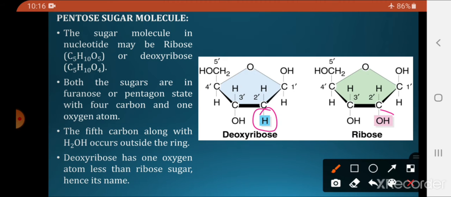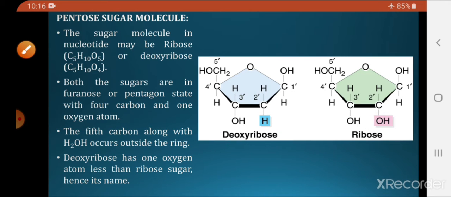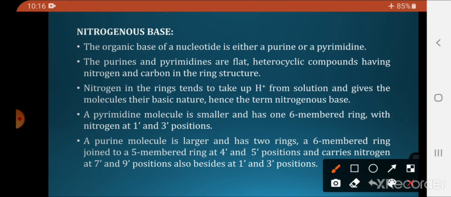Here you can see the second position of the carbon in ribose is occupied by OH. In deoxyribose only hydrogen. It means the deoxyribose contains one less oxygen and hence it is given the name deoxyribose. So these are the pentose sugar molecules which occur in the nucleotide. Now the last component of a nucleotide is a nitrogenous base.